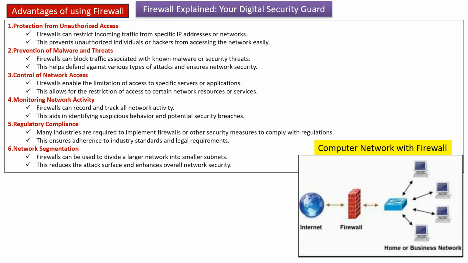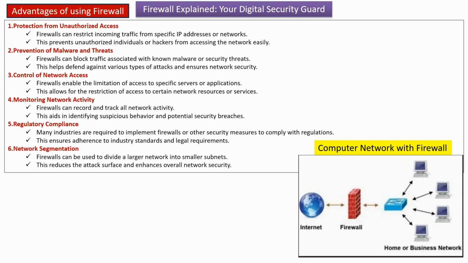The second one is prevention of malware and threats. Firewalls can block traffic associated with known malware or security threats. This helps to defend against various types of attacks and ensures network security. Third one is control of network access. Firewalls enable the limitation of access to specific servers or applications. This allows for the restriction of access to certain network resources or services.